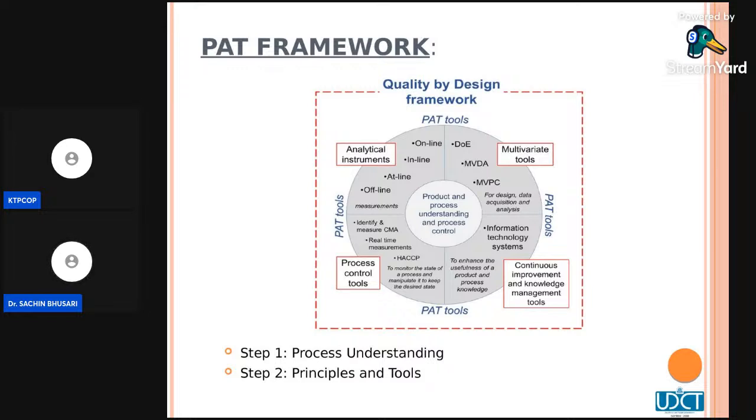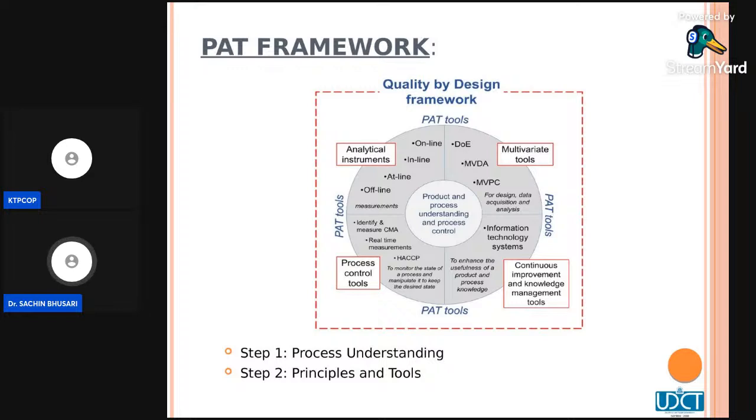Analytical instrumentations, online, inline, at-line, offline instrumentations are there. Yes, I am going to talk about that also. That is another tool. The third tool is process control tools. And the fourth is continuous improvement and knowledge management tools. So there are four critical PAT tools. If you have this understanding of multivariate analytical instruments, process control, and continuous improvement and knowledge management tools, then understanding the PAT framework is quite easy. Even applying the PAT framework becomes easy. So first of all, one should understand the process and then the principles and the tools.